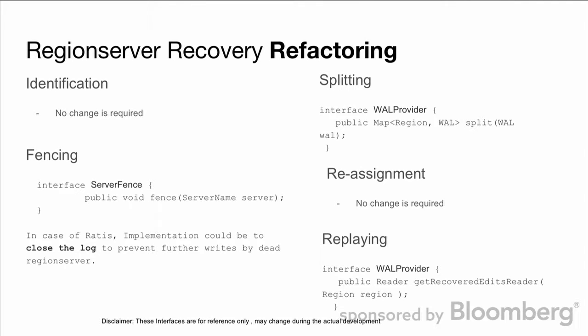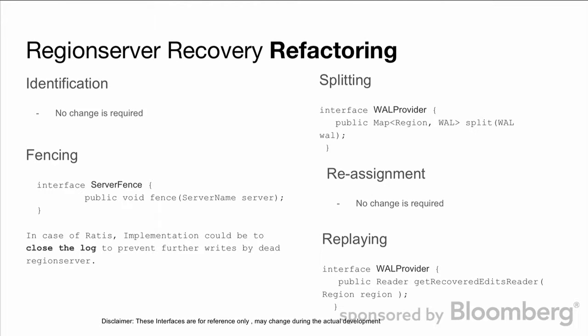In the same way, the splitting is like earlier we were reading from the file system, creating the small files for the regions on the file system. We need to provide a way in the WAL provider so that you can define your own splitting mechanism, because in certain scenarios, you may not need splitting if you are storing your WALs per region. In the same way, the reassignment is independent from the WAL, so we don't need to change anything. Master can take care of it through the balancer.